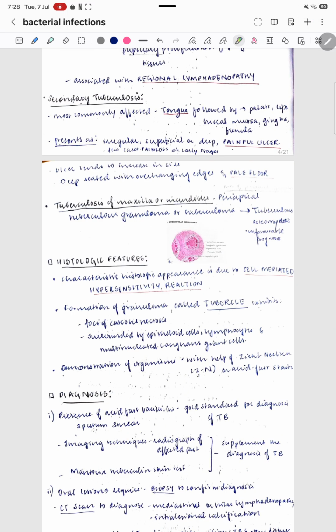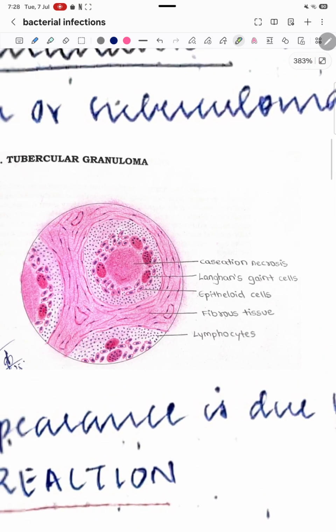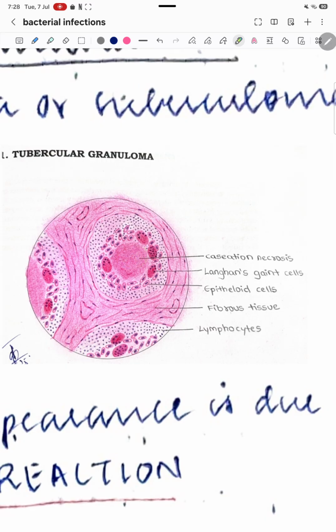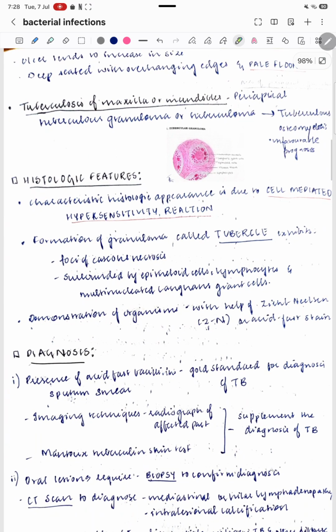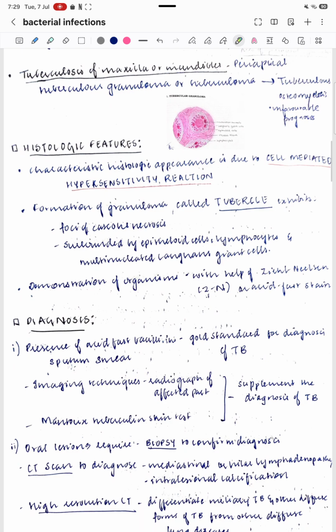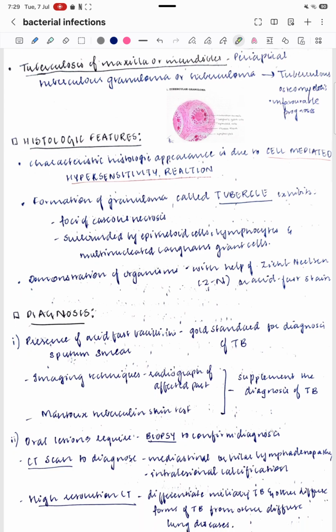Okay, so I have a histological picture here. You can refer to this picture, that there is central caseous necrosis followed by Langerhans giant cells and epithelioid cells, which are seen, and it is a formation of granuloma called a tubercle, with foci of caseous necrosis. Demonstration of the organism is seen because of Zn staining or acid-fast staining.